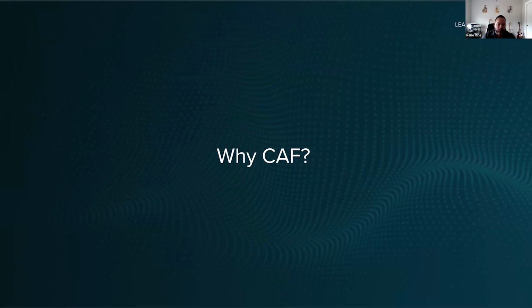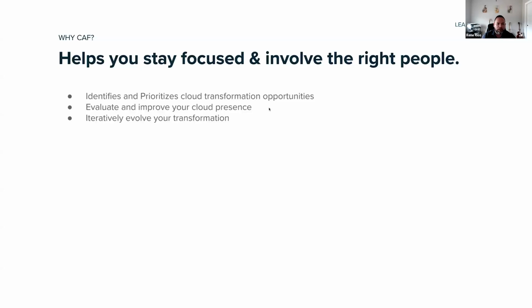And yeah, it also allows for identifying and prioritizing these opportunities, and really gives you a really good way of iteratively increasing or improving your cloud presence. So what is it?